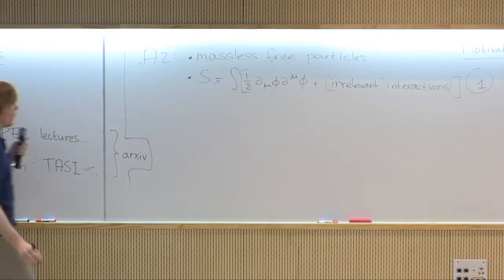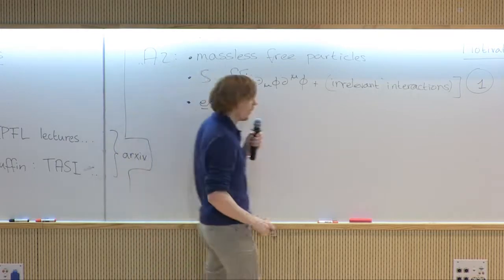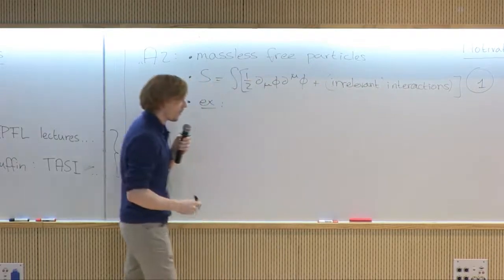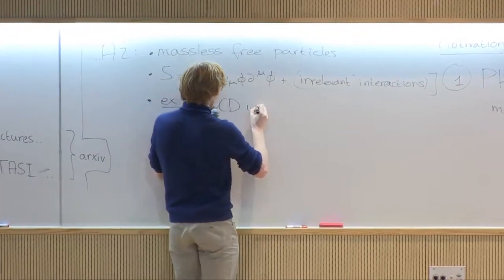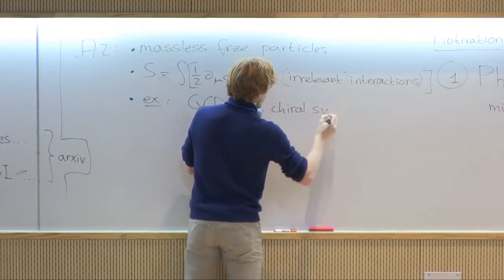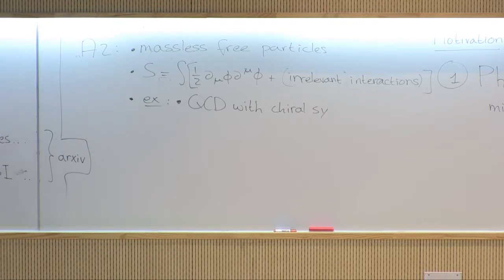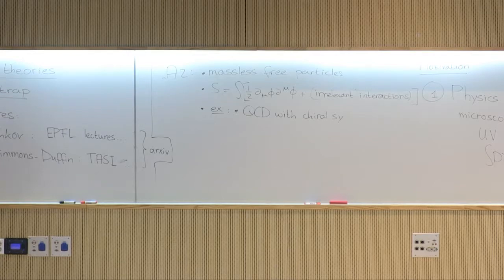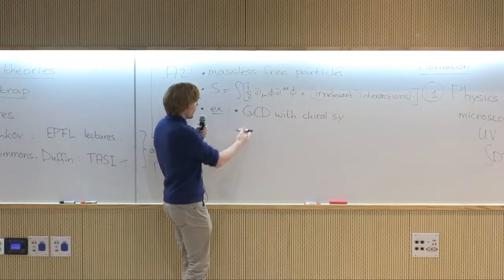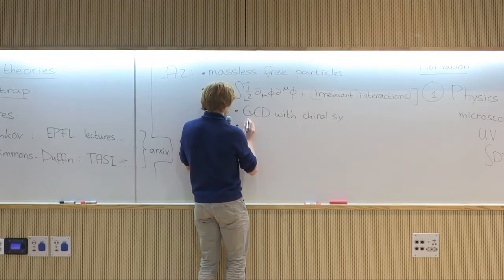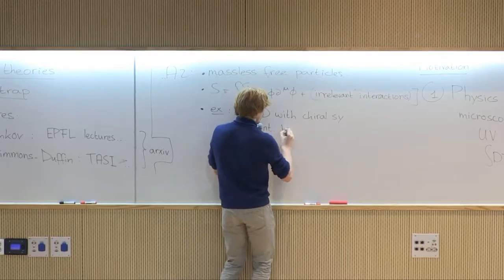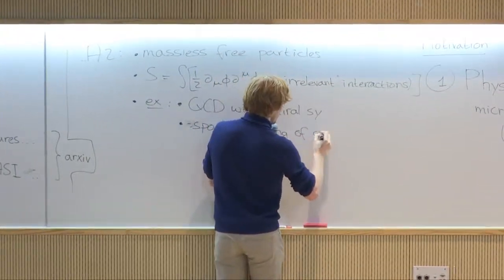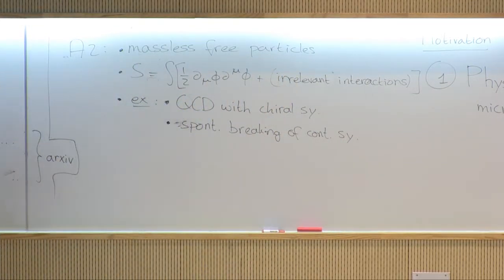Examples of this in the world of quantum field theories are, for example, QCD with chiral symmetry, where the chiral symmetry exists at the microscopic level in the Lagrangian but is broken spontaneously, and then at low energy you only see the Goldstone bosons. The Goldstone bosons do interact a little bit, but at the very longest distances there's no interaction left. The interactions are famously irrelevant. And so basically anything with the spontaneous breaking of a continuous symmetry in more than two space-time dimensions falls into this class.